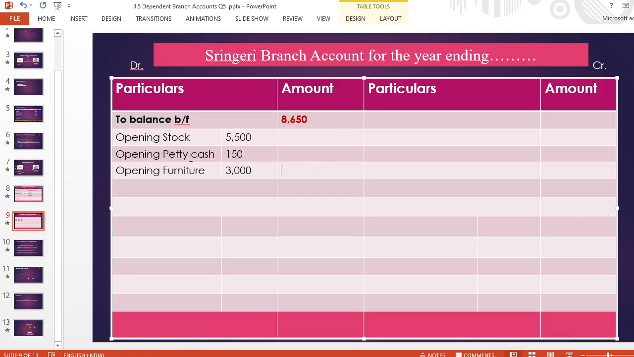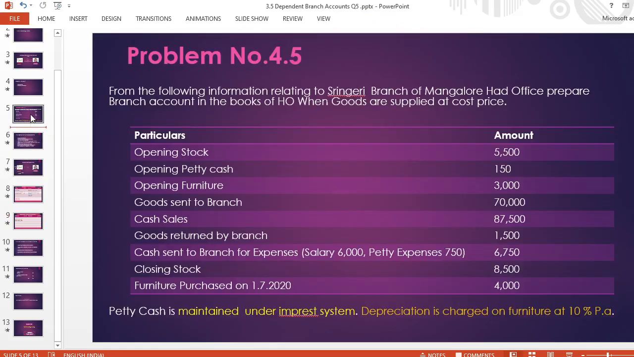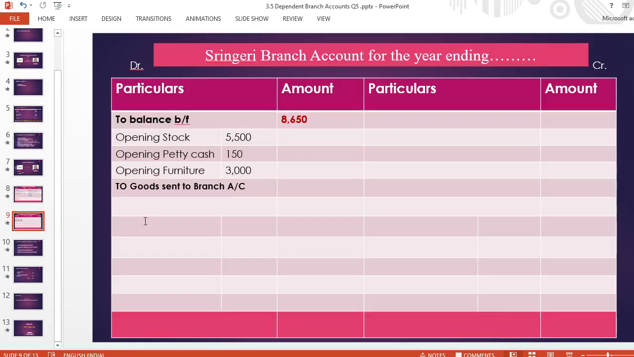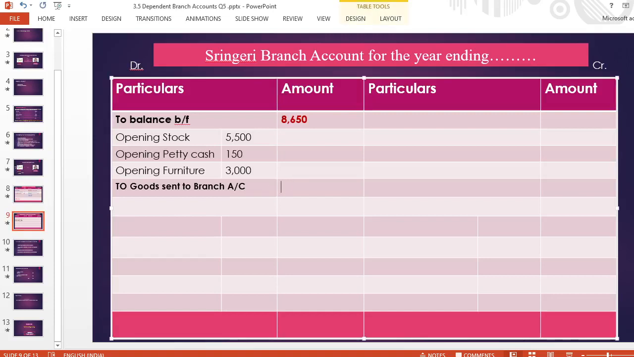And the second entry in the branch account that you know is to goods sent to branch account, for the goods sent by the head office to the branch. Here goods sent to branch worth rupees 70,000. I'll write goods sent to branch worth rupees 70,000.